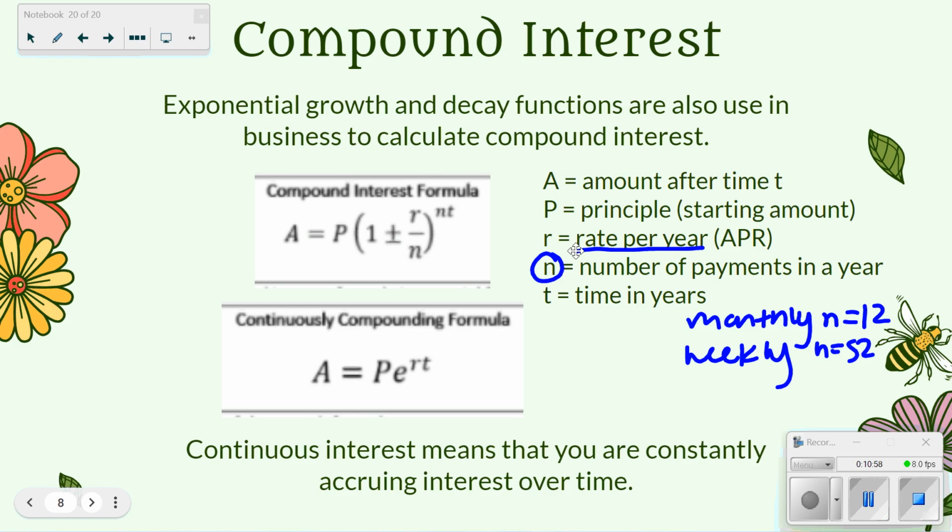So compounding continuously with this formula, P, R, and T are still the same values from your interest formula. Just notice now instead your base is E. So it's P times your base of E raised to the RT, where E is Euler's number that we've talked about before. Compounding continuously means that your interest is constantly accruing over time.